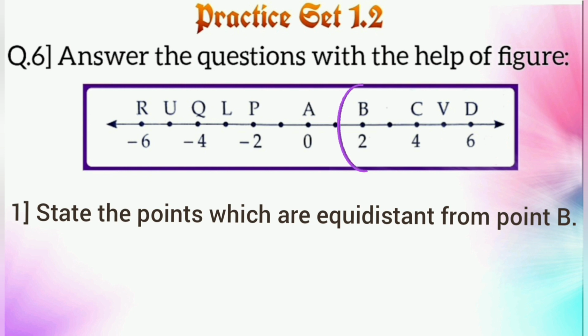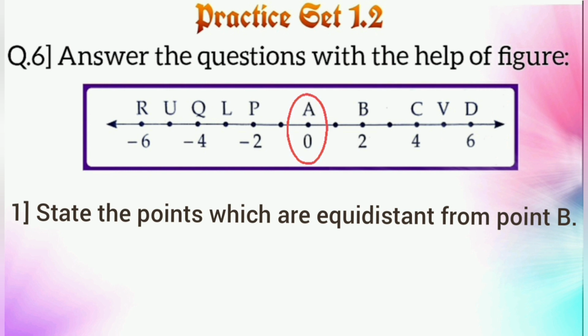First of all we will see where B is, and we have to find the points which are equidistant. Meaning if we measure the distance from point B to those two points, both should be at equal distance. Meaning if one point is 2 units far from B, then the other should also be 2 units far from B. Let's see what those points are.